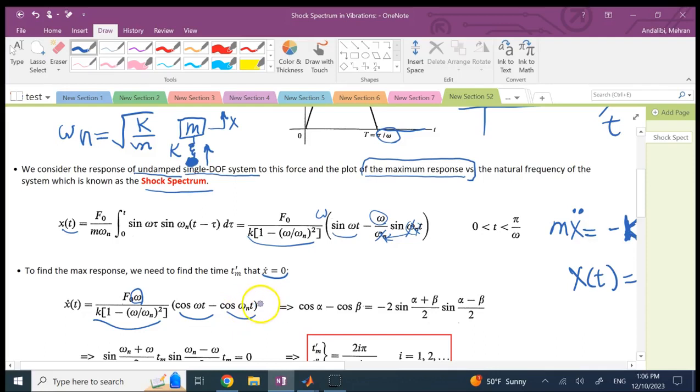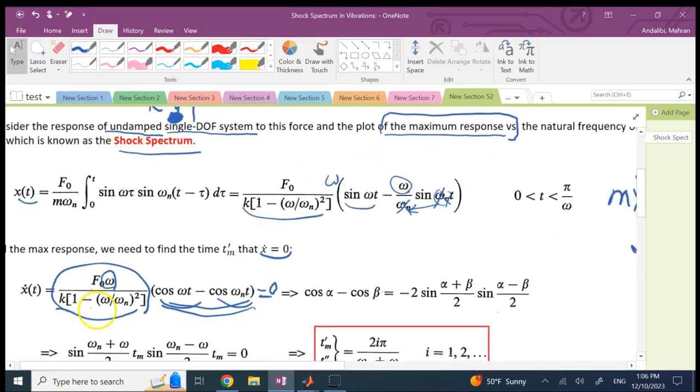Now this guy has to be equal to what? 0. Of course, this coefficient cannot be equal to 0, right? That cannot be equal to 0 because this omega is non-zero, everything else is, okay? And f naught is not 0. So this term here, this parenthesis, has to be 0.